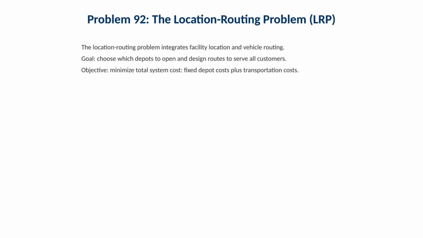In this problem, we focus on the location routing problem, often called LRP. It integrates two decisions that are usually separated: where to open depots and how to route vehicles to serve customers. The goal is to minimize total system cost. That cost includes the fixed cost of opening facilities and the variable cost of transportation along the routes.